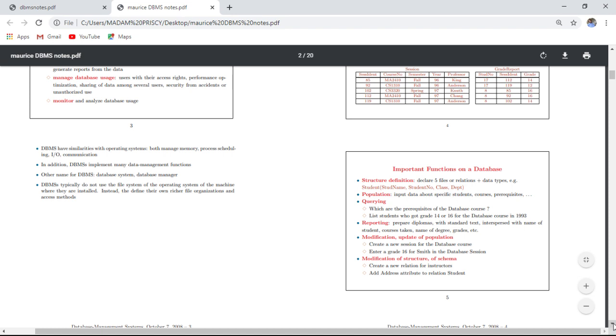Prepare diplomas. You understand? Also, in my school, we prepare diplomas based on a query, with standard text, interspersed with some names of the students. So there is also the structure of the qualification and the structure of the transcript.